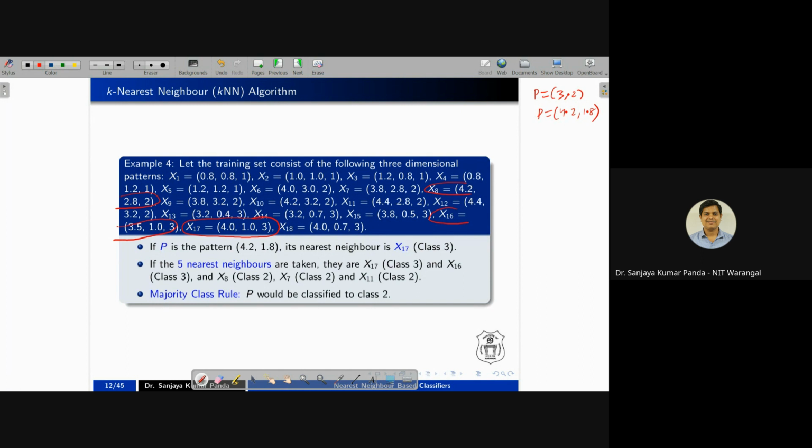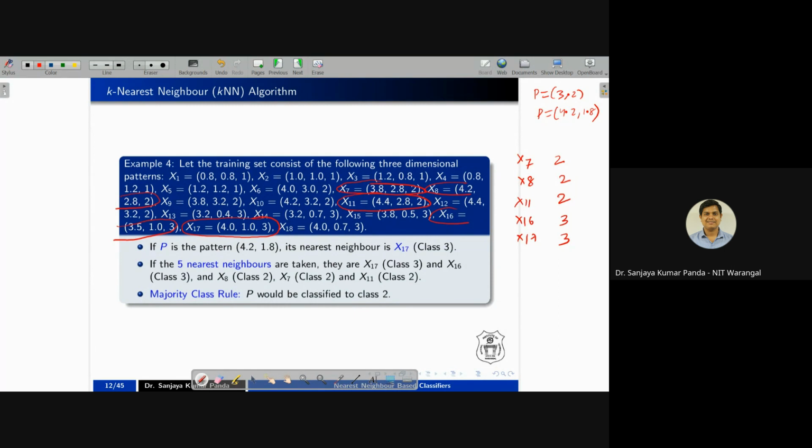Okay, this is X7 and this is X11. Now you see, if I go in numeric order, it is X7, X8, X11, X16 and X17. The class level of X7 is 2, the class level of X8 is 2, the class level of X11 is also 2, and the class level of X16 is 3, and the class level of X17 is also 3.